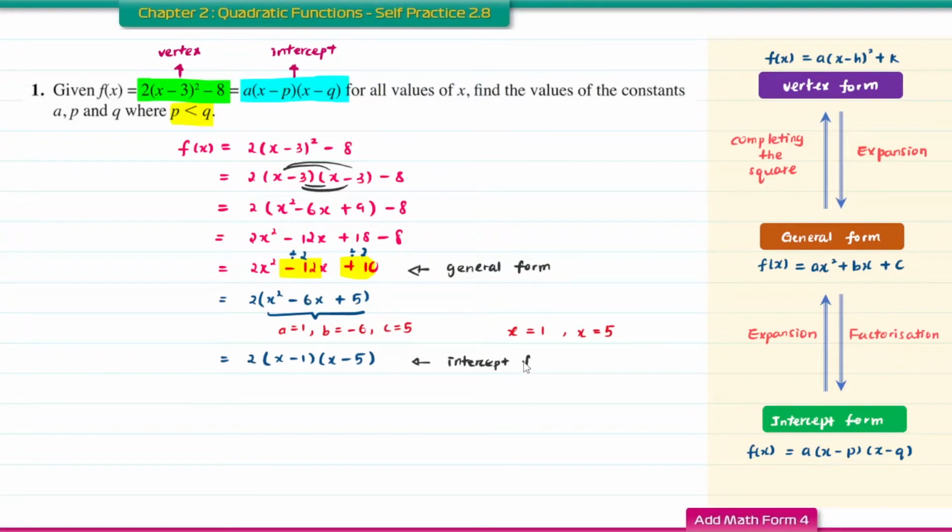Now to find the value of a, p, and q, we're going to do the comparison. So the a is equal to 2, the p and q is equal to 1 and 5, and as the p is less than q, we can confirm that the p is equal to 1 and the q is equal to 5.